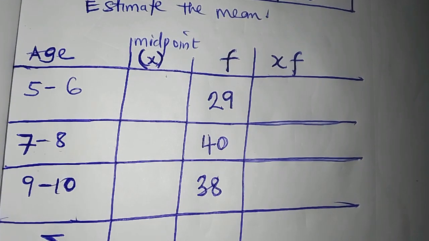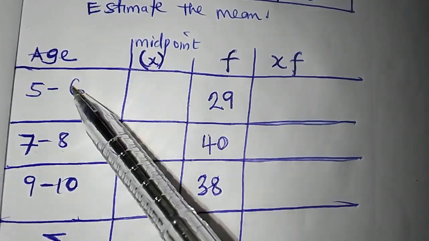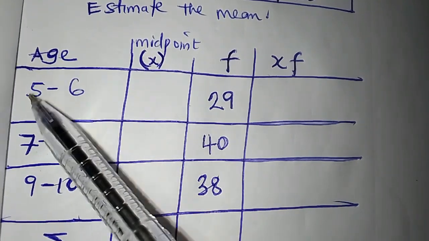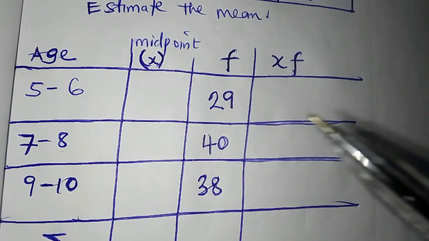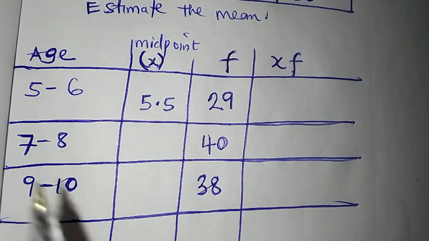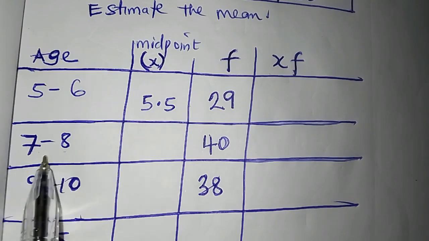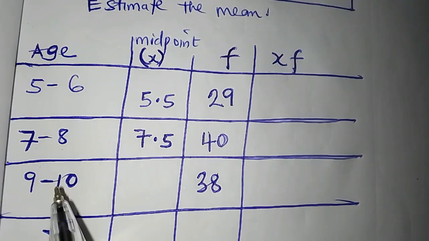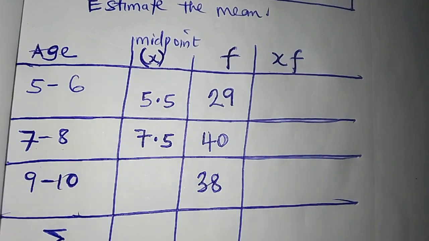Now, how do we get the midpoint? The midpoint is the average of the two values that we have here. For 5 to 6, 5 plus 6 is 11, 11 divided by 2 is 5.5. 7 plus 8 is 15, 15 divided by 2 is 7.5. 9 plus 10 is 19, 19 divided by 2 is 9.5.